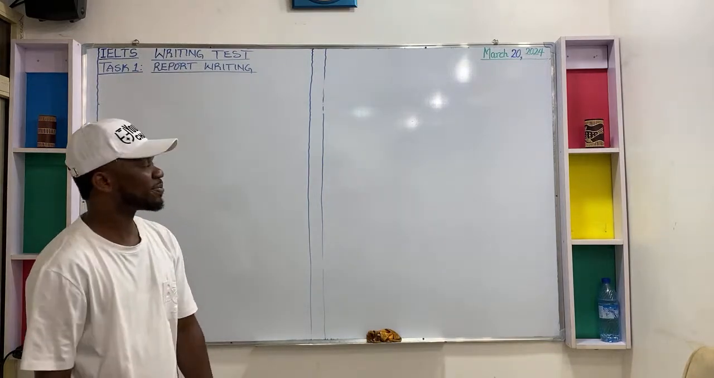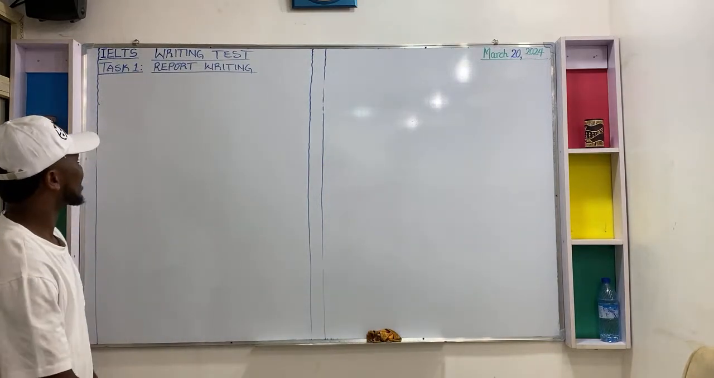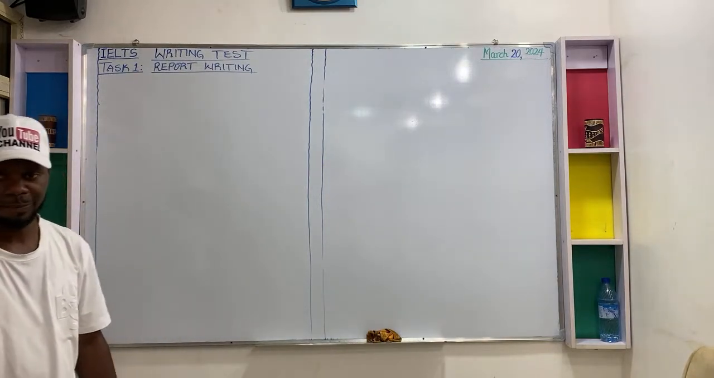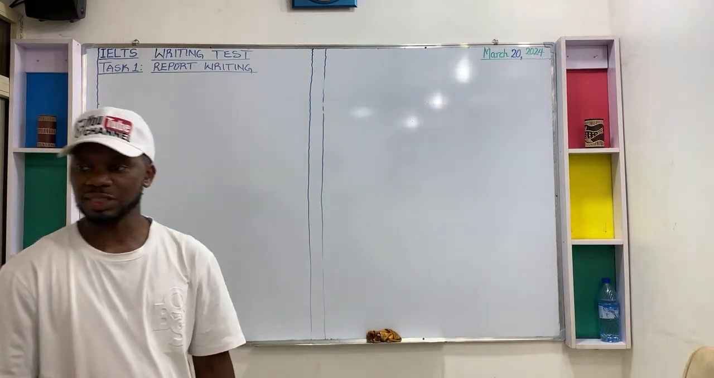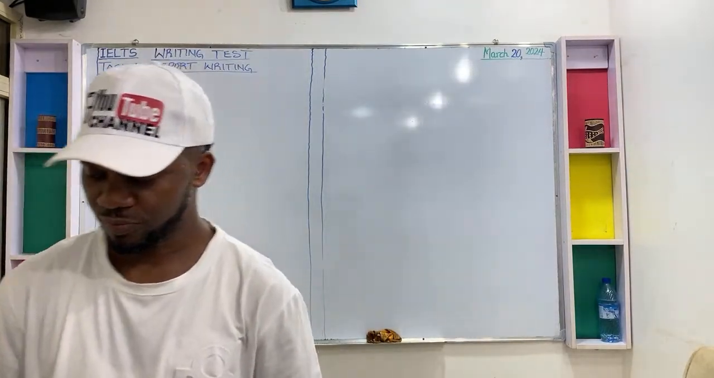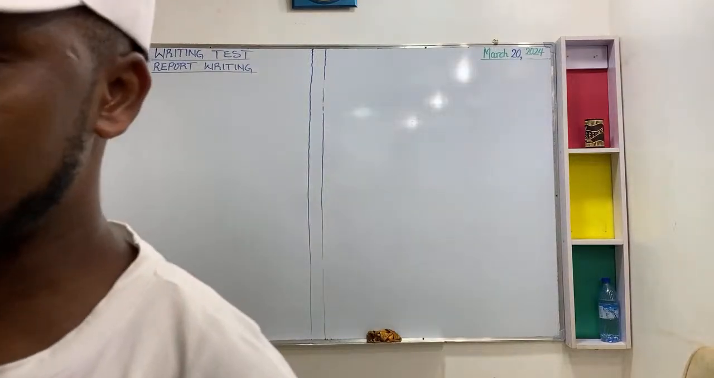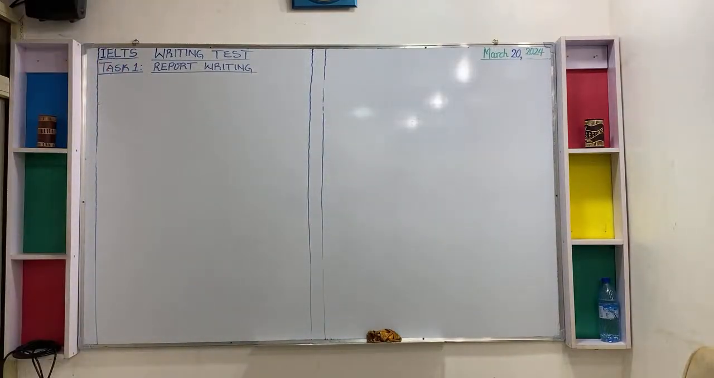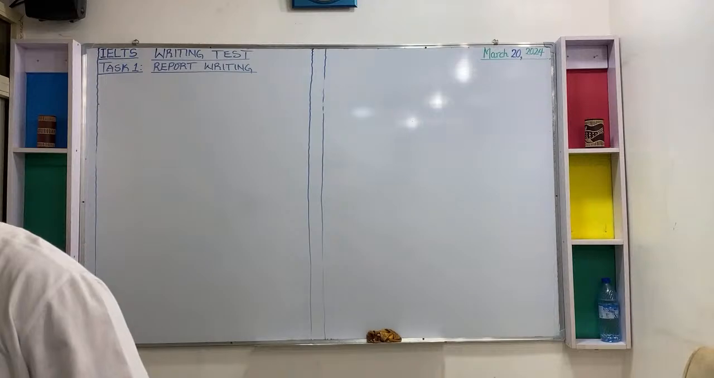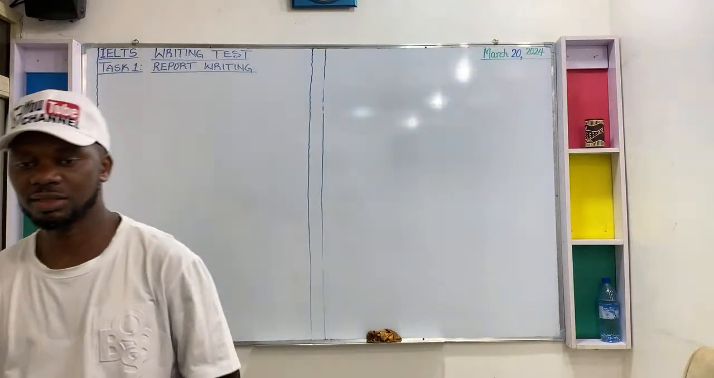All right, so let's look at the IELTS writing test task one. For your task one, as an academic test taker, as someone applying to study abroad, your task one is called report or report writing.